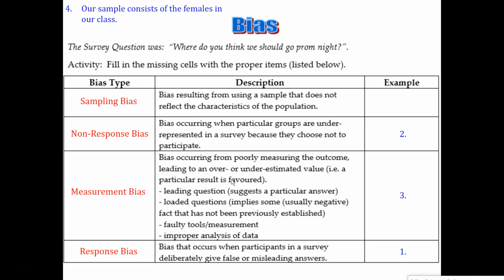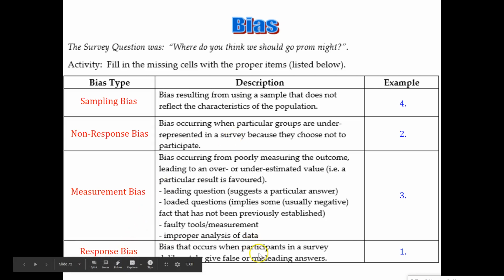And then, of course, lastly, our sample consists of the females in our class, so that's different than this one. In this case, the sample is only the females, so the males weren't even included, so that represents a sampling bias. So sampling bias is when you have a bad sample because you didn't plan it according to what your population looks like. Non-response bias is you thought you had a good sample, but it didn't end up being a good sample because people chose not to participate.